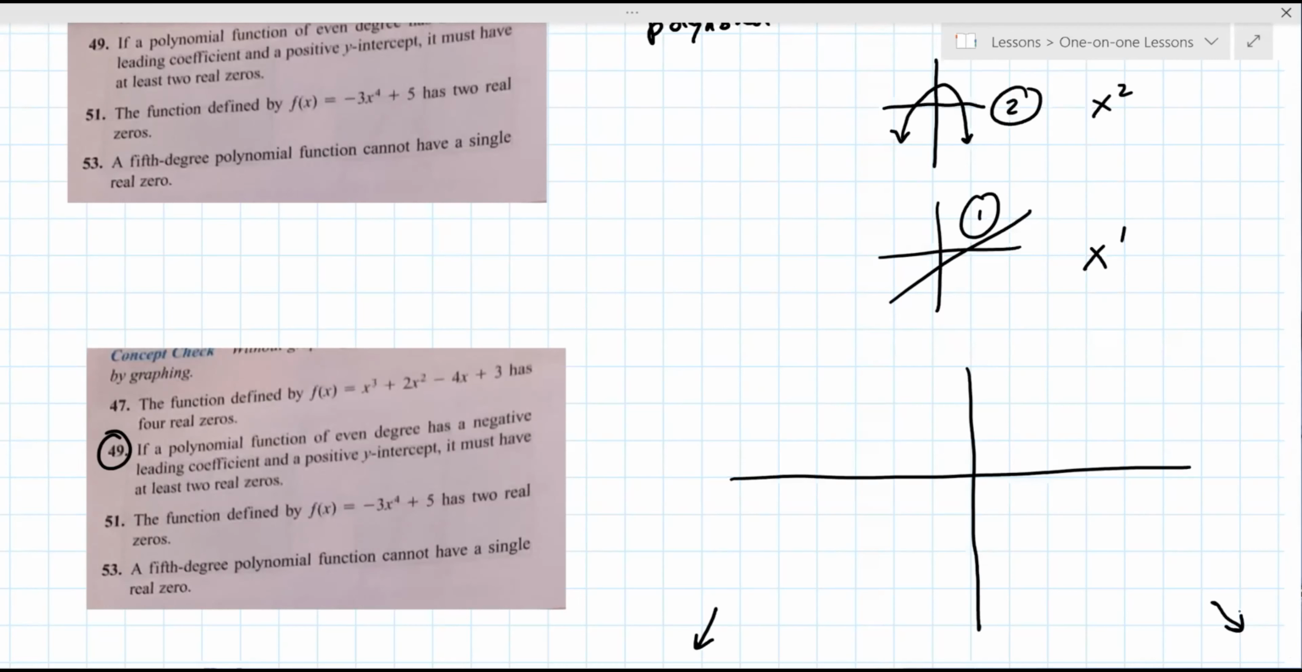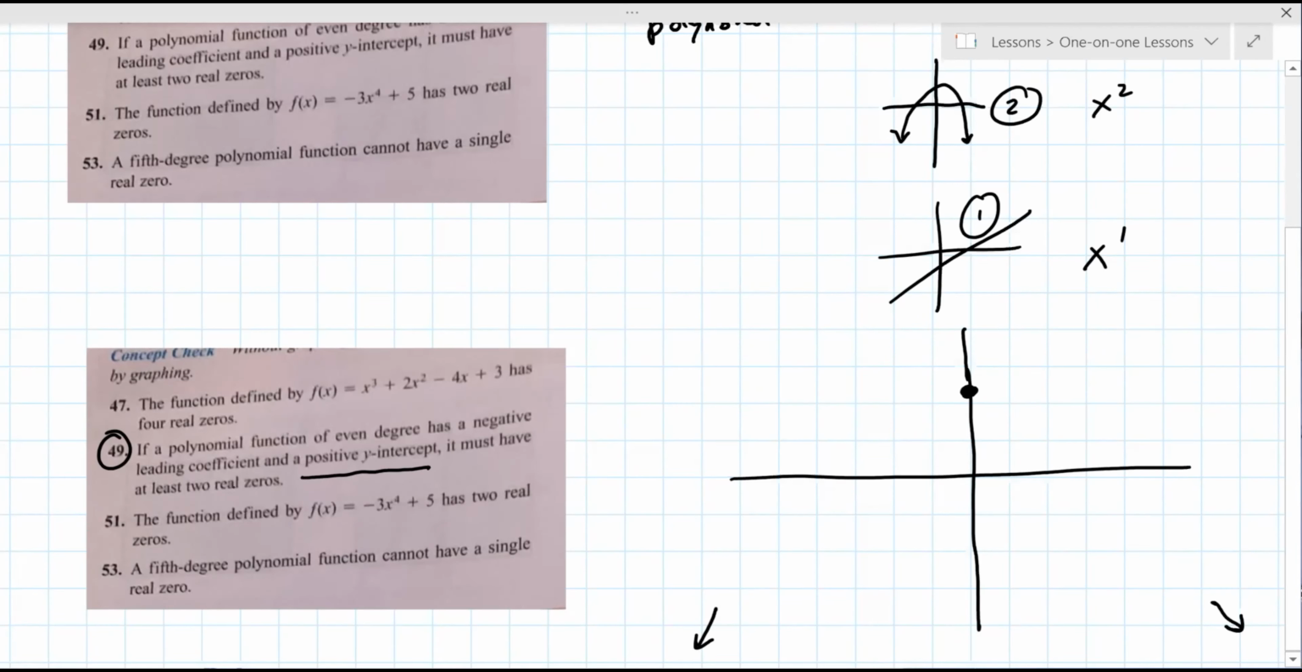I do. Okay, great. The next thing is it has a positive y-intercept. That means it's up here. And you always want to sort of overdo it when you're trying to do these problems. So the next thing is that it's asking if it must have 2 real zeros.